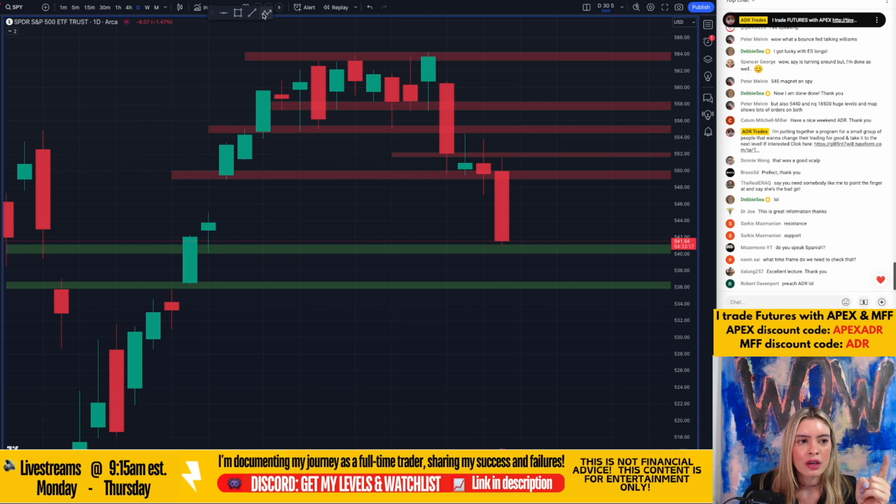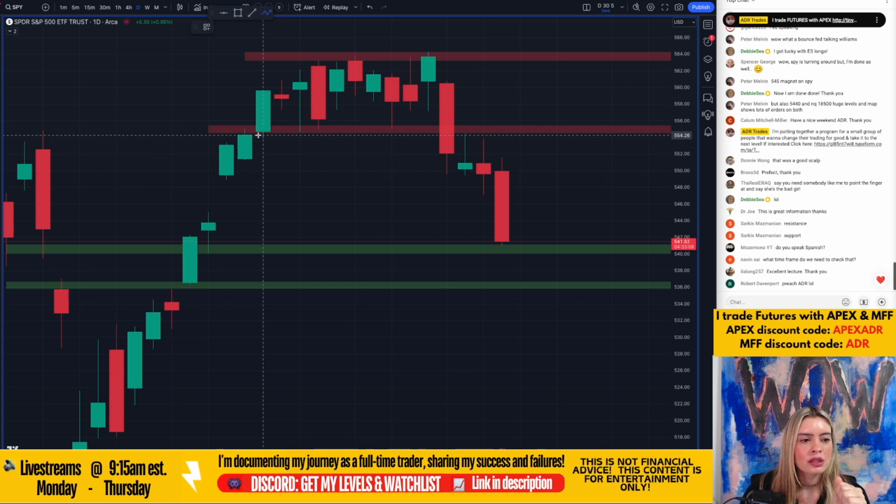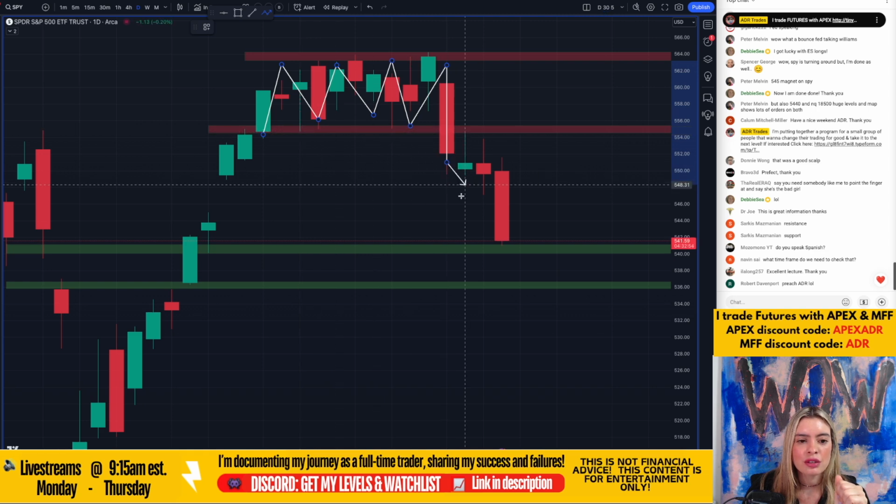Okay, let's clean up a little bit here. If I take this out, we have this choppiness here, right? And then we have a break of this structure. Look what happened here. We have a retest of this previous support, rejection. Look how this candlestick is looking.